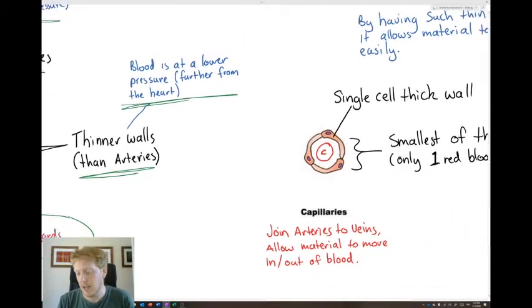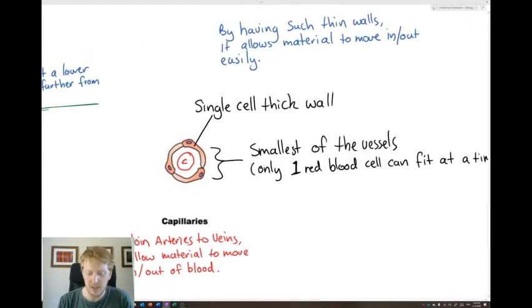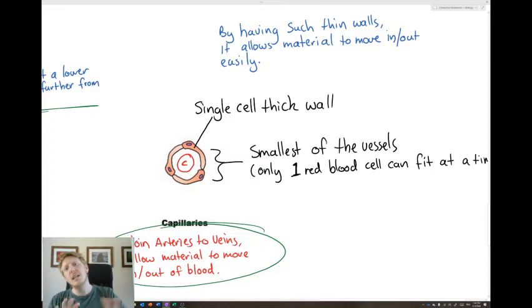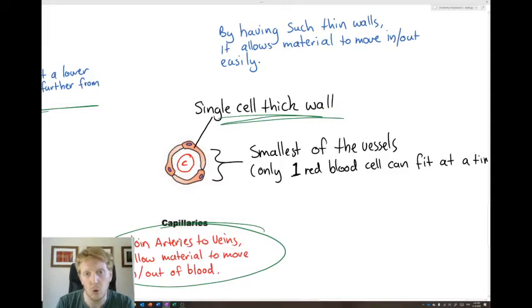All right, and then we've got our last vessel just here, which are these tiny little guys called capillaries. And they exist between arteries and veins. They're the middleman, so to speak. And so they join arteries to veins, and the big thing that capillaries do is they allow the exchange of material. Things like oxygen and glucose can get in and out of them so that we can use them in our body. So they have single cell thick walls, all right?